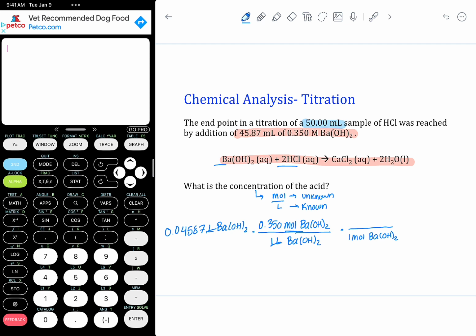The 1 comes from the fact that out front here is a 1. Okay, when we don't have a coefficient out in front, that means it's 1. And then we put our moles of what we do want on top, which is 2 moles of HCl. So that 2 comes from the molar coefficient out front of HCl. Now that we have moles of HCl, we can then calculate what that value is.